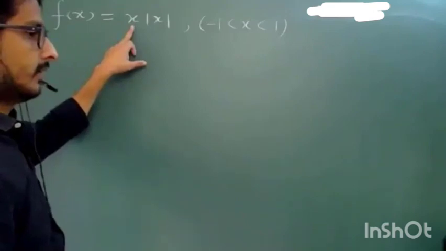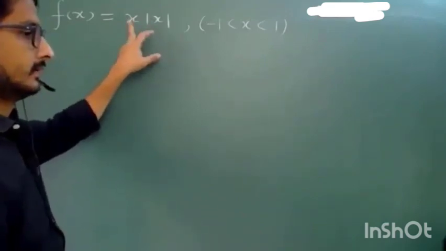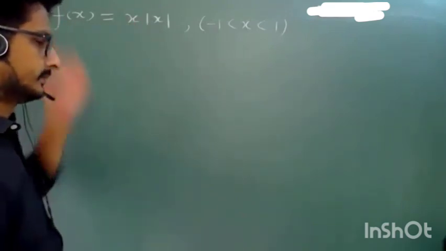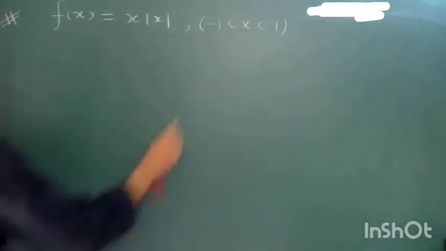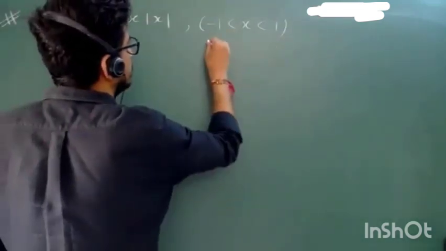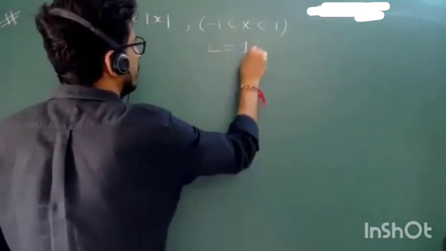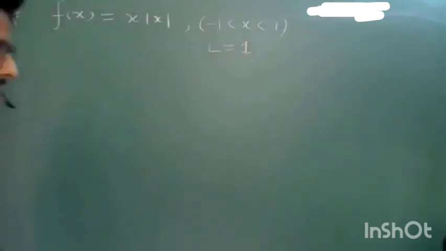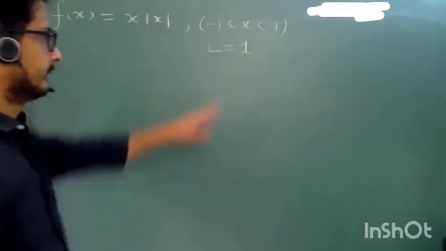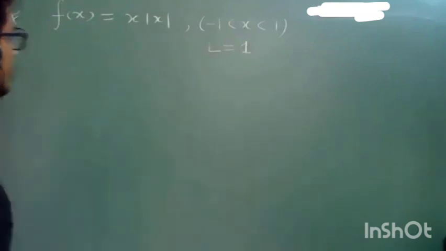f(x) is equal to x mod x. This is an odd function, this is an even function. So what is the multiplication? Odd, sir. Odd. And the limit is this. So what is the value of L? The value of L is 1. Correct? The value of L is 1.